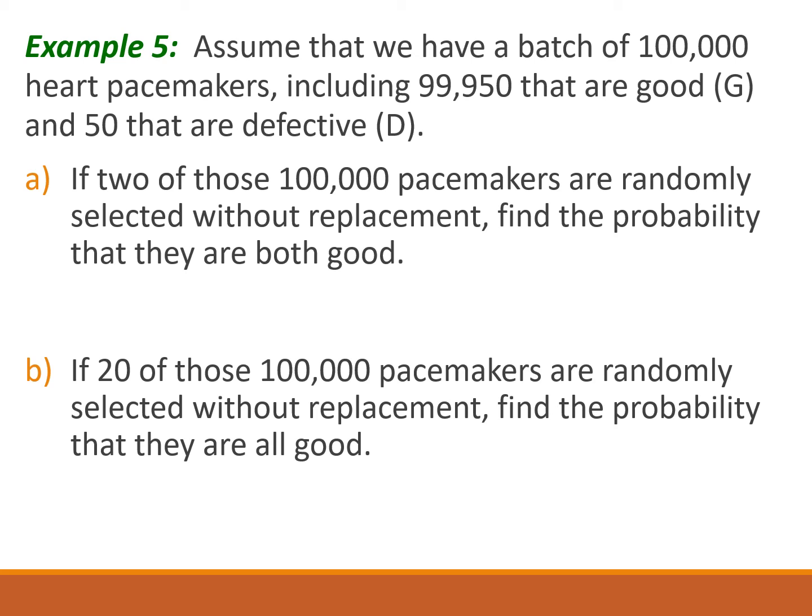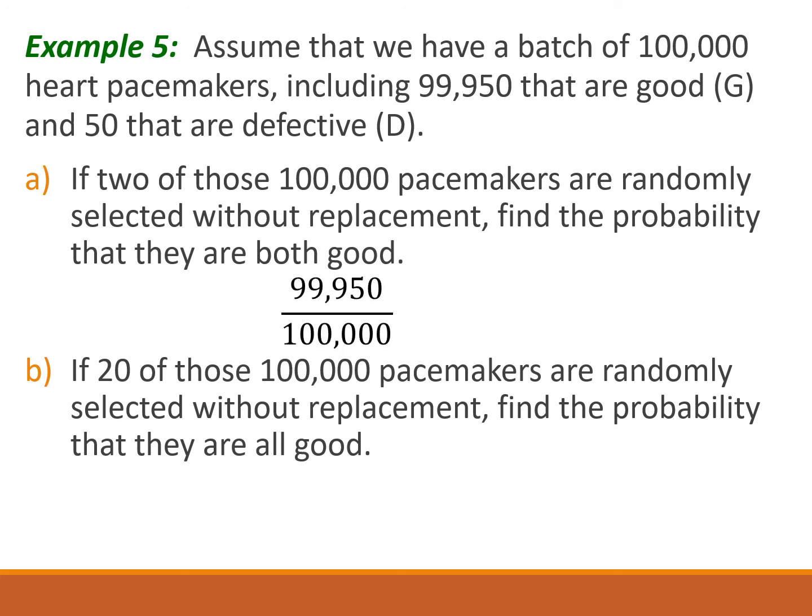Here we have a batch of 100,000 heart pacemakers. 99,950 are good, 50 are defective. In part A, we want to choose 2 of them, selected without replacement. Find the probability that they're both good. This is easy enough to do the correct way.